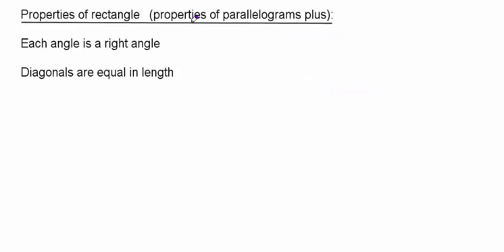A rectangle is a parallelogram, so it has got all the properties of a parallelogram plus a couple others. Each angle is a right angle and diagonals are equal in length.